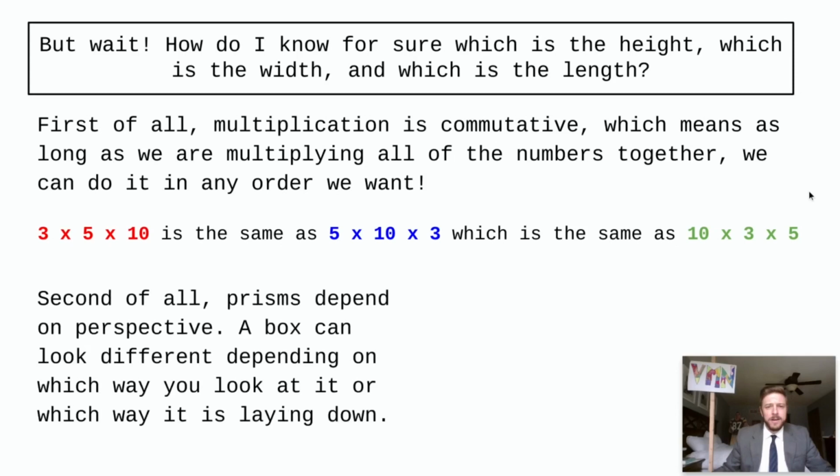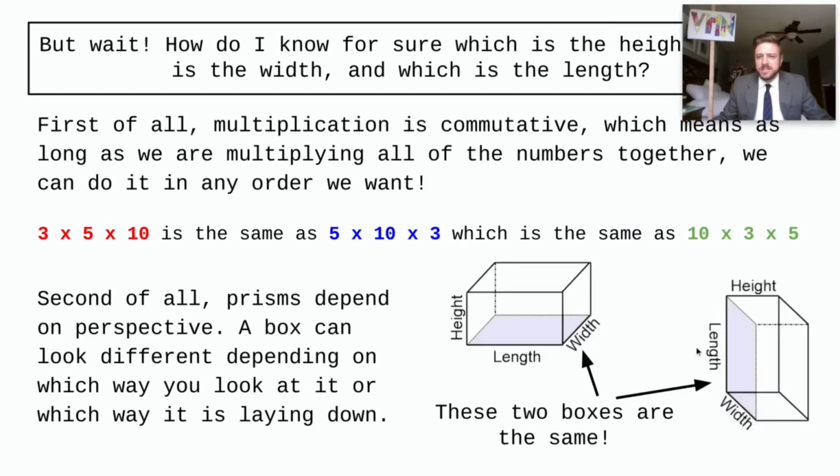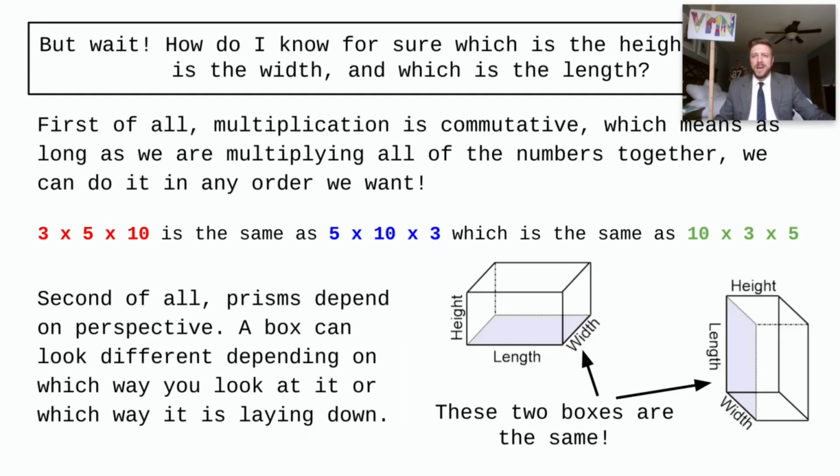Second of all, prisms depend on perspective. It depends on really how you're looking at them, right? A box can look different depending on which way you look at it or which way it is laying down. Taking a look at some examples here, these two boxes are the same. One box has been turned on its side so that it looks different, but in fact, they are the same box and have the same volume. For more on that, let's go to our correspondent, Nate, who is out in the field.